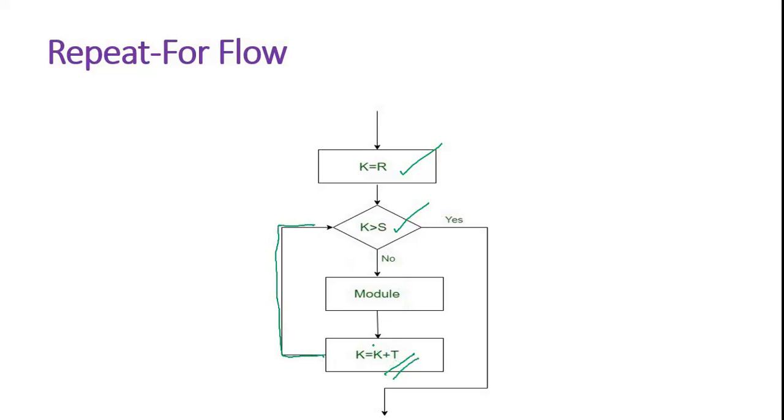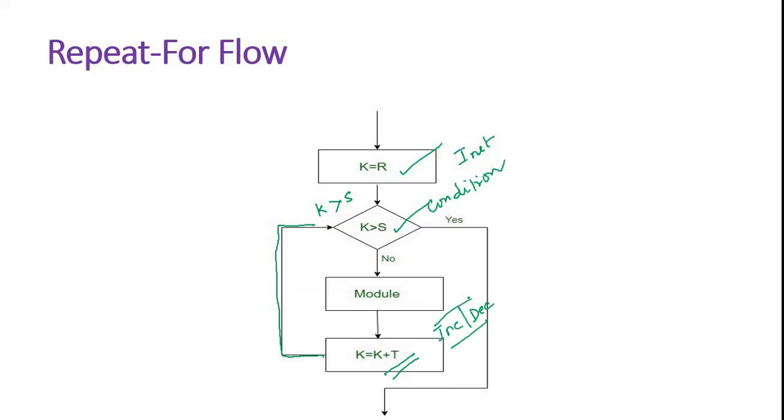Here again I am checking: k is incremented, k is k plus t. Now again I am checking whether k is greater than s. If k is greater than s, I'm coming out. Otherwise, I'm again executing, and again this is incremented. So initialization, condition, increment or decrement.